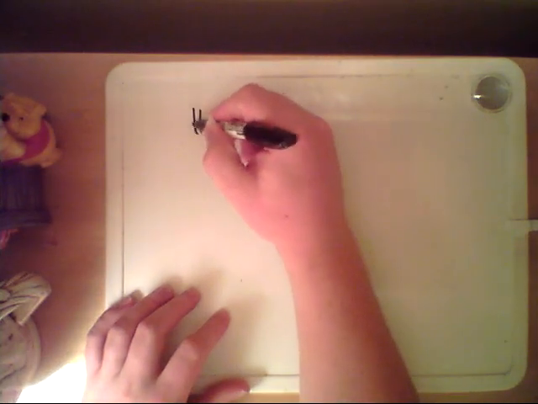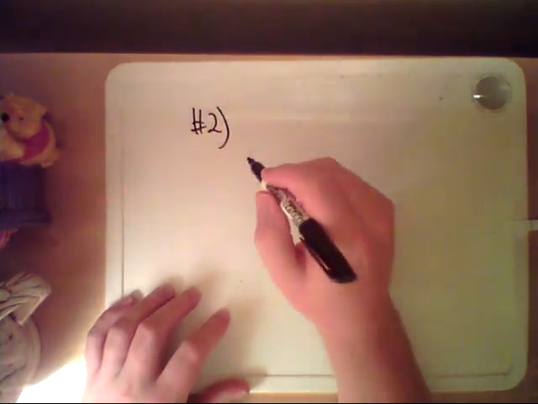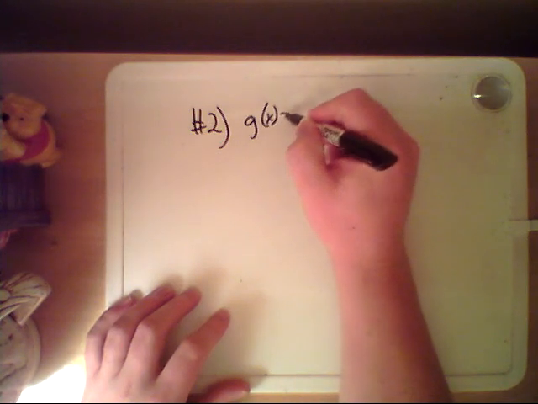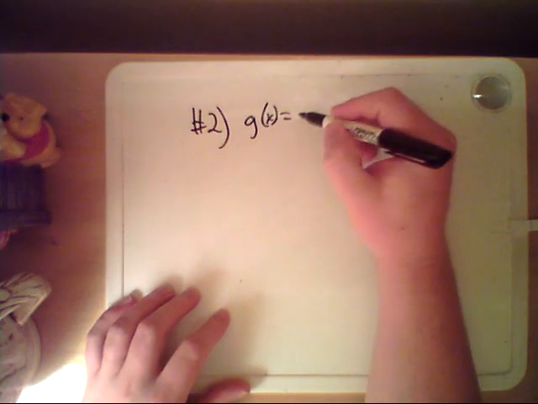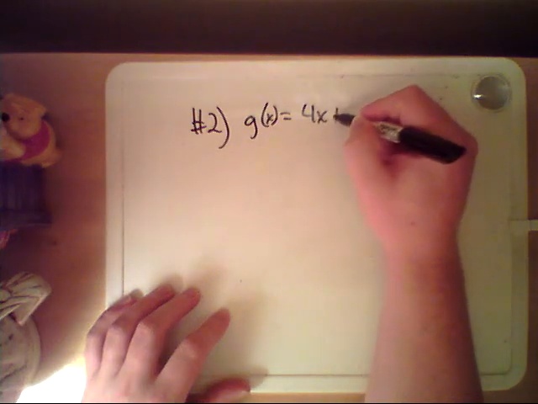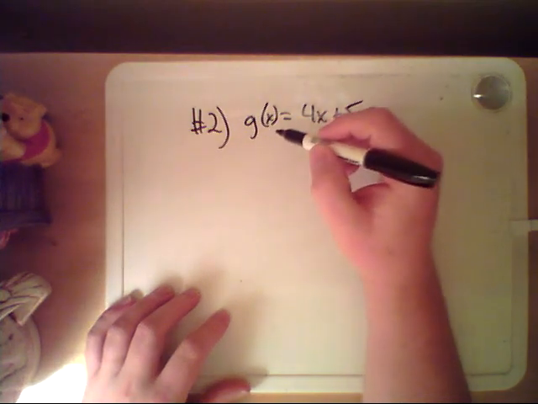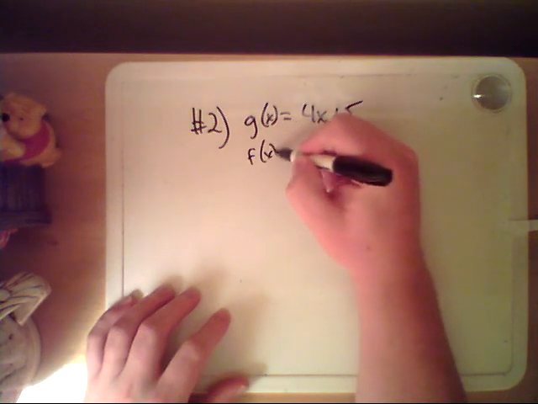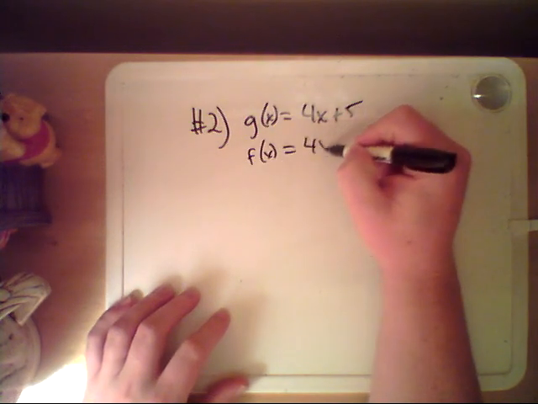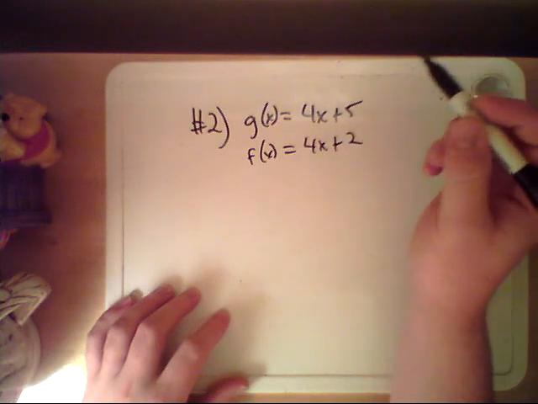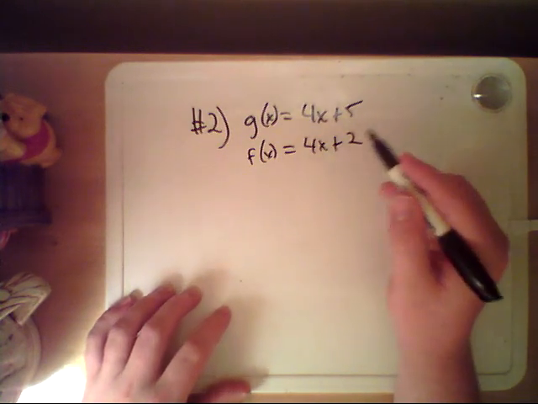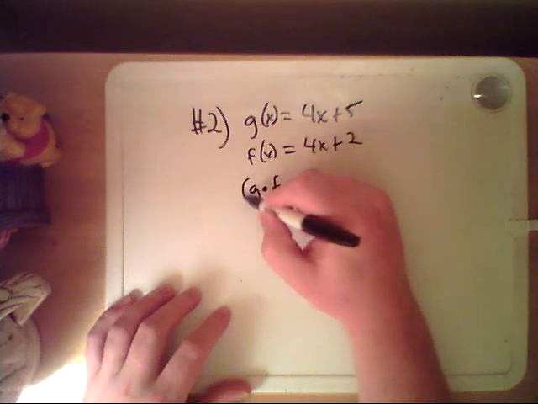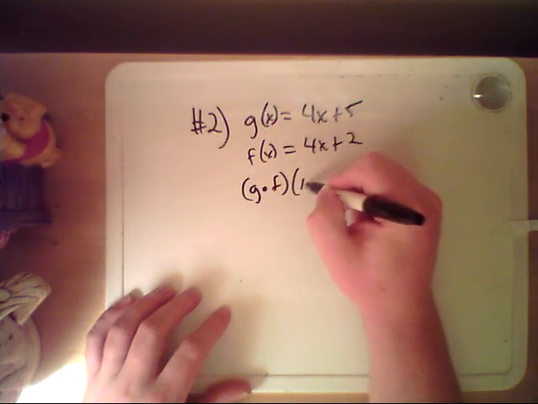Number 2, we've got g of x that we'll define as 4x plus 5. And then we also have f of x, which is 4x plus 2. We have to find g of f of 10.